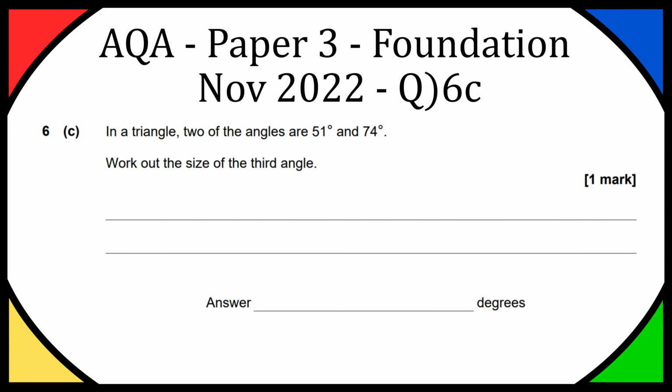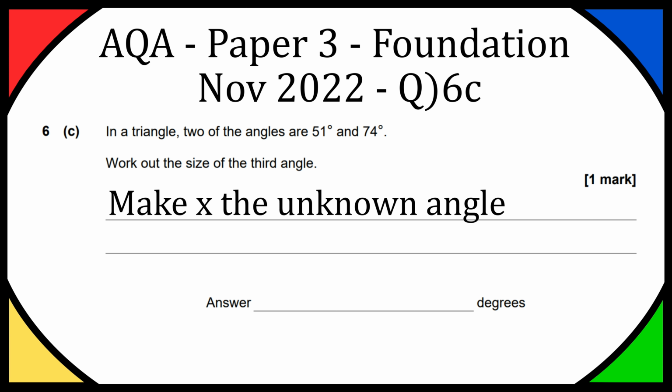So welcome to question 6c, and we're going to be working on angles within a triangle. So question 6c says, in a triangle 2 of the angles are 51 degrees and 74 degrees. Work out the size of the third angle, and it's a 1-mark question. So the first thing we're going to do is make X the unknown angle. So we're going to label call it x.